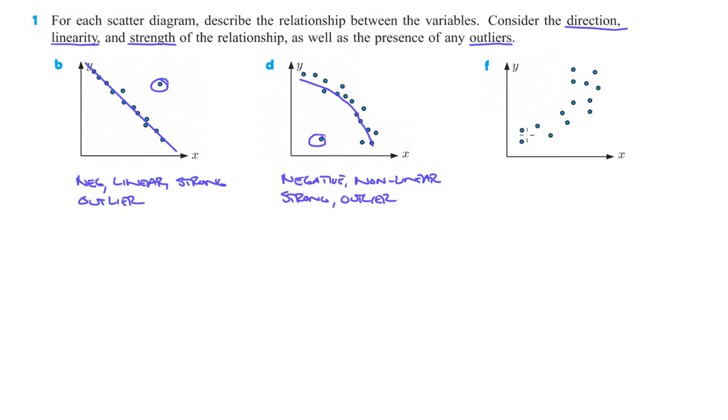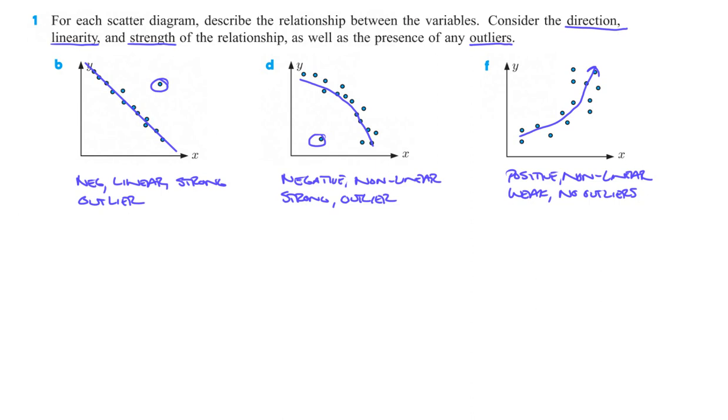All right, and then on F, looks like it kind of goes up like so. So this would be positive, nonlinear, because it's not making a straight line. It would be maybe moderate, or possibly even weak. I could go with either one of those. And it does not appear that there are any outliers.